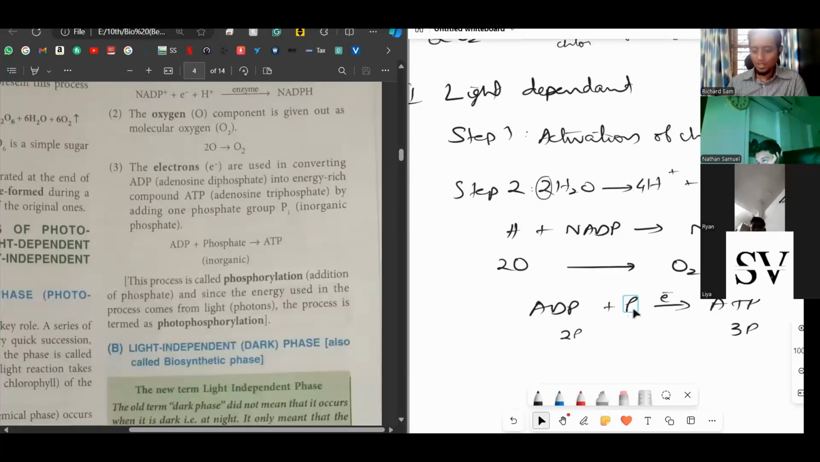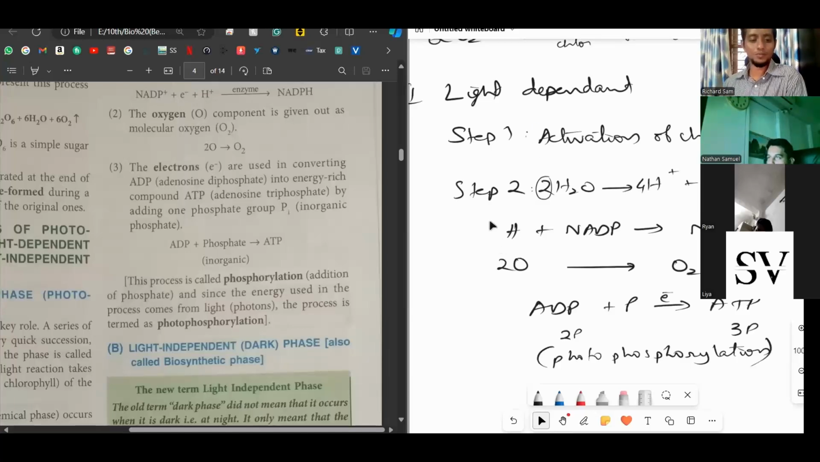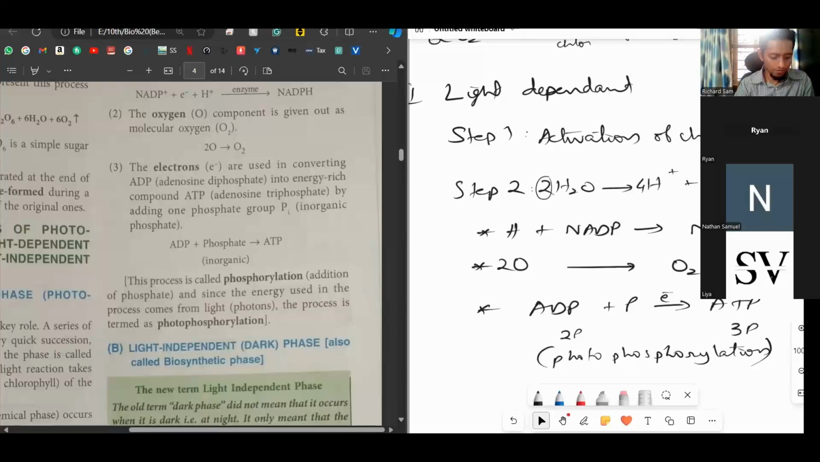Now, this last process over here, where ADP became ATP, is also called phosphorylation. Phosphorylation means addition of phosphate. Right, phosphate is getting added. So phosphorylation, and since it happened in the presence of light, we call it photophosphorylation. This reaction here is called photophosphorylation. Okay, write down this. This is the whole light dependent reaction. Okay, done.